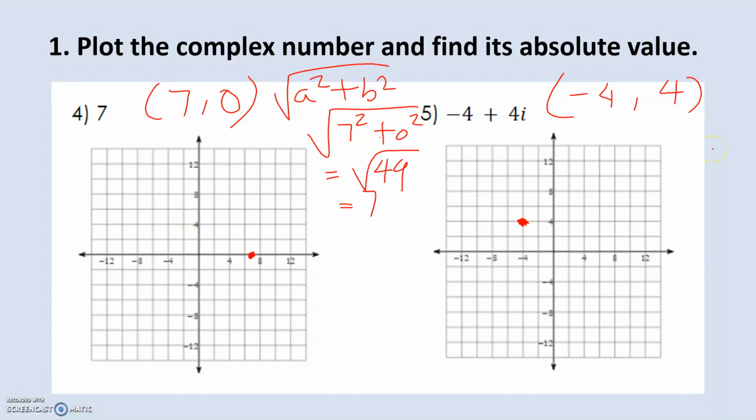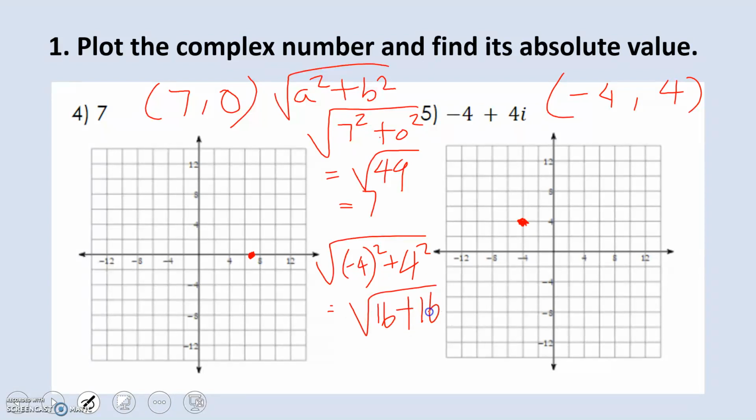Last one, negative 4 comma 4. So you take the square of negative 4, you add it to the square of 4, you get root 16 plus 16, which is root 32.